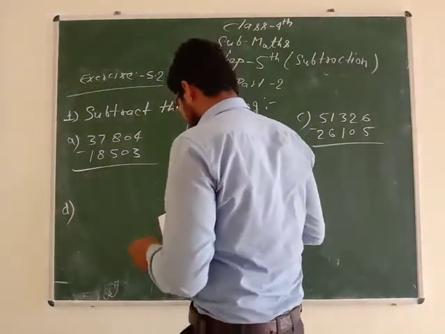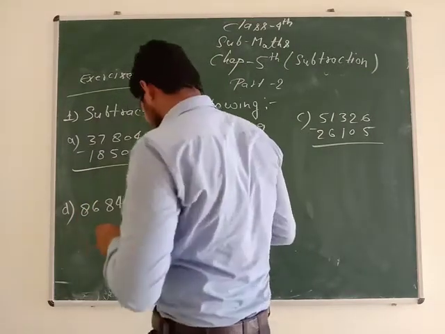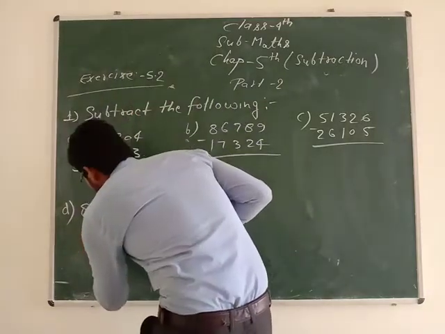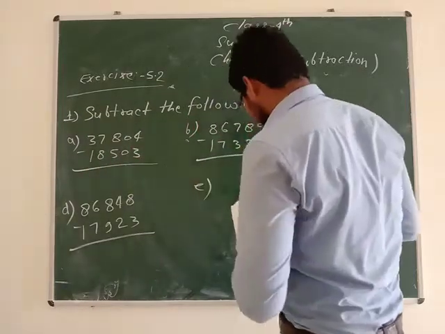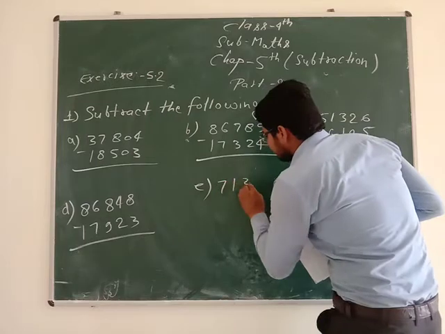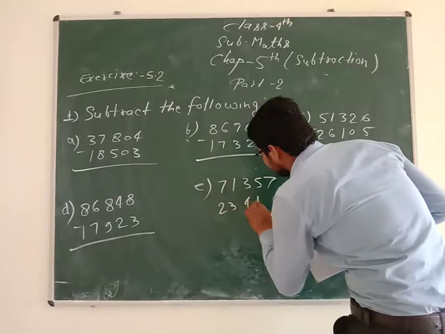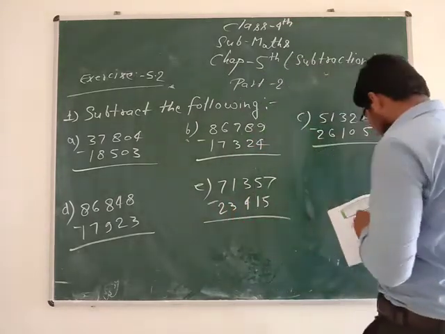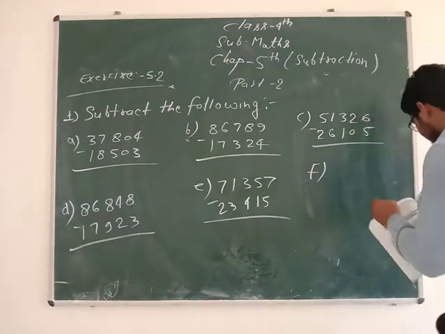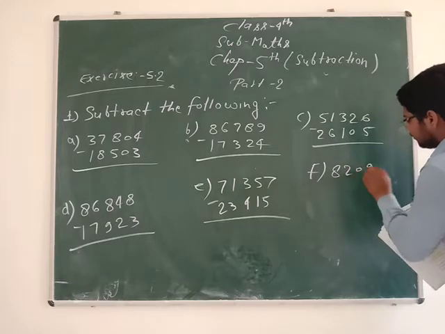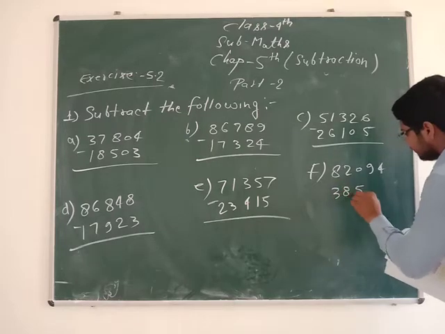Question number D, 86,848 minus 17,923. Then E, 71,357 minus 23,450. Question number F, 82,094 minus 38,540.